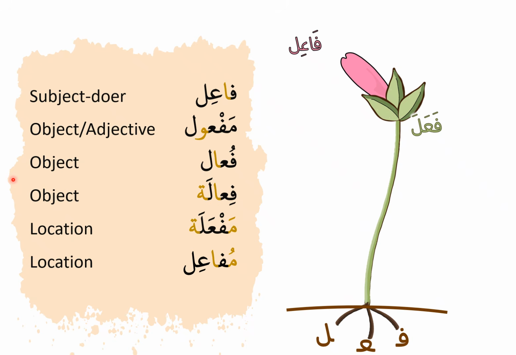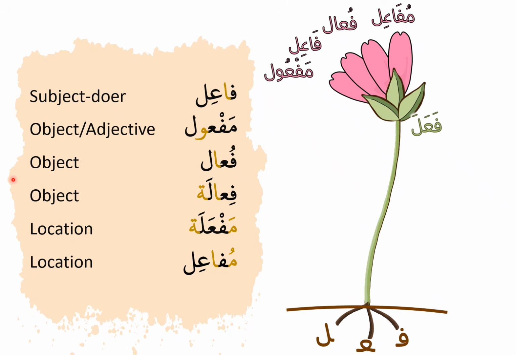It becomes fa'il, which is the doer, maf'ul, the object, and fu'al, another form of object, mufa'il, and maf'ala, and the last one fi'ala. Now these all share the embedded meaning of fa'ala. Fa'ala means do. So if this is the root, these are the different nouns extracted from it.